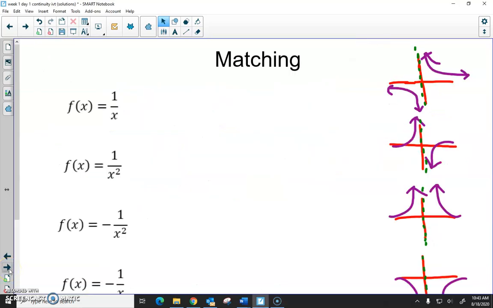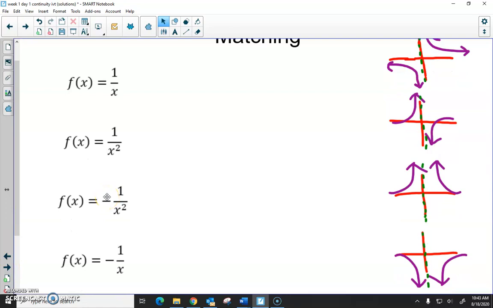Now, we're going to be talking about rational functions in more depth in the next couple days, but I wanted you to think about these four basic rational functions. We have f of x equals 1 over x, f of x equals 1 over x squared, f of x equals negative 1 over x squared, and f of x equals negative 1 over x. I've drawn the four graphs of these to the right here, but what I'd like us to do is think about which equation matches with which graph.